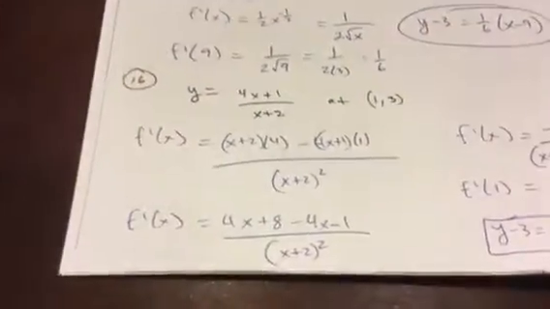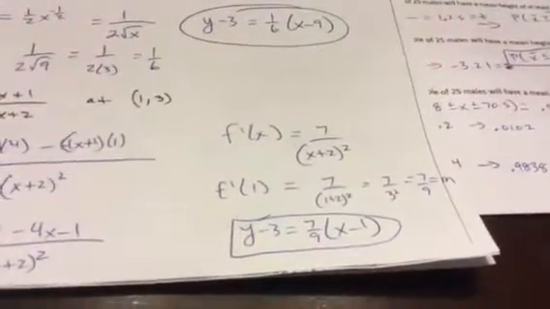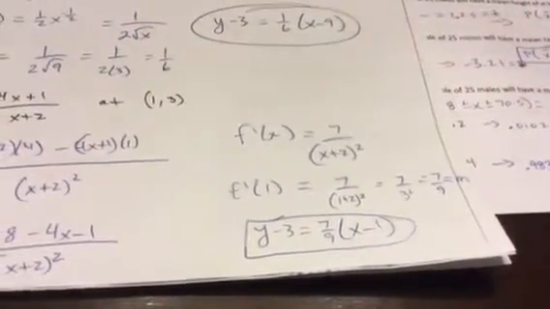Low d high minus high d low. We did this one in class. You get 7/9 as your slope. All right.